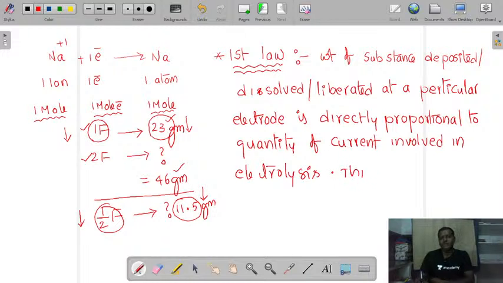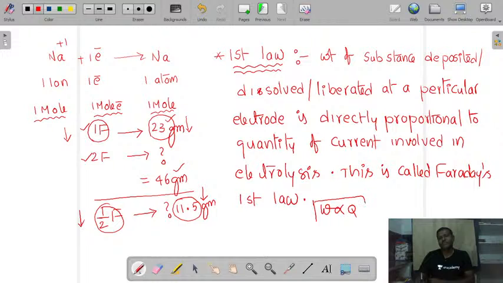This is called Faraday's first law. What is Faraday's first law? The amount of substance deposited at the respective electrodes is directly proportional to the quantity of current involved in the electrolysis process.